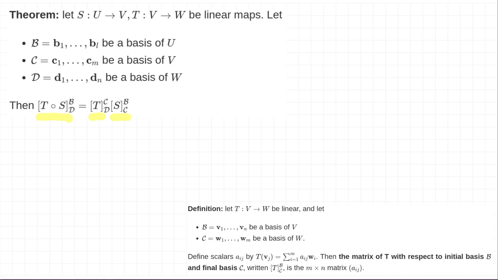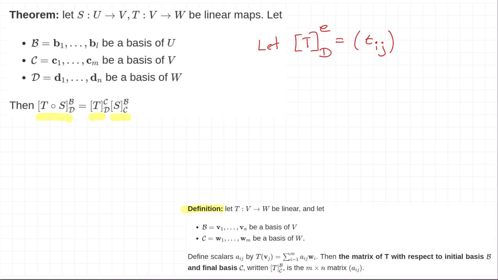So to prove this, we're going to set up some definitions and notation on this slide, and then we're going to continue the proof on the next slide. I've reminded you at the bottom of the slide of the definition of the matrix of a linear map with respect to a given initial and final basis. So we're going to have some notation for the matrix of T and the matrix of S. We will let the matrix of T with respect to the initial basis C and the final basis D be the matrix whose ij entry is written as lowercase t subscript ij.